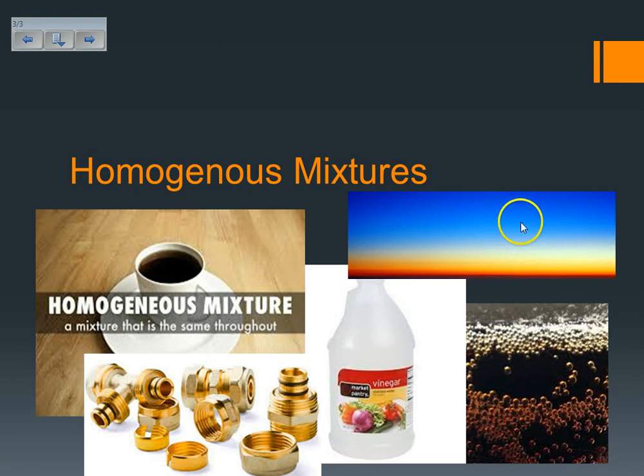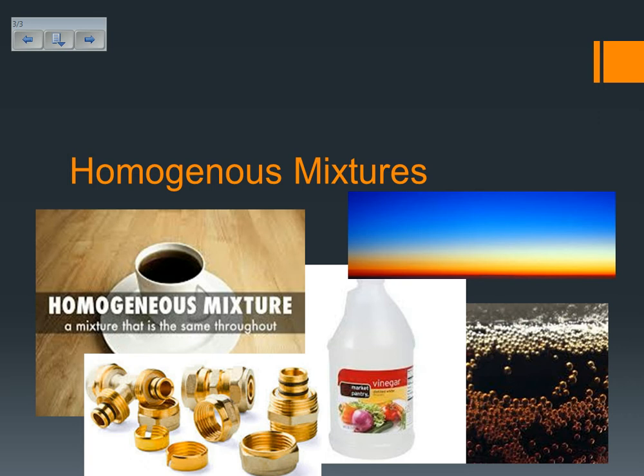Okay, vinegar. Vinegar is two liquids mixed together, acetic acid and water. Okay, air, this is supposed to be a picture of air. Air is a mixture. We know that air is nitrogen and oxygen and carbon dioxide, but it's also mixed together evenly. The air that you breathe in your house is the same air that you breathe when you go outside. It's pretty much the same throughout. It would be horrible if it wasn't.